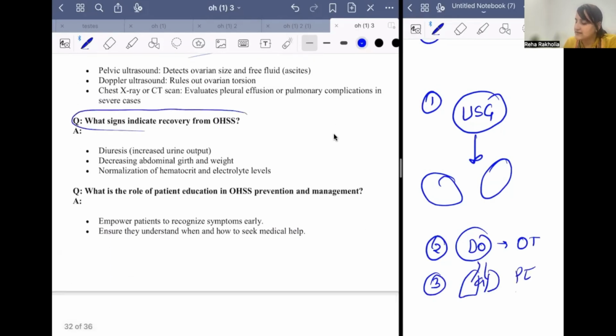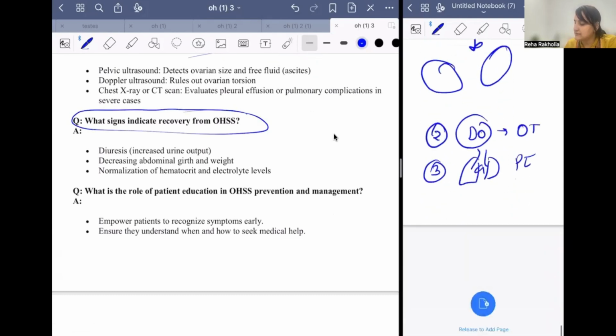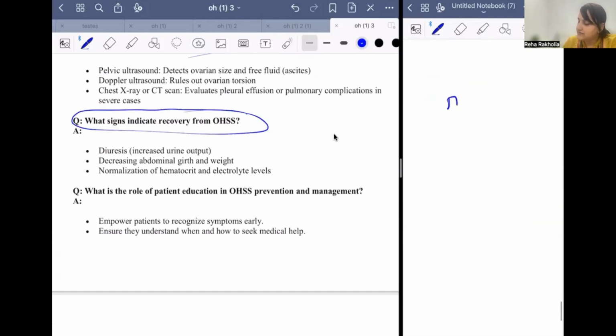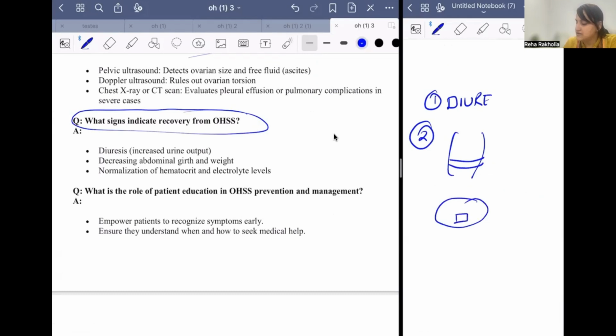What signs indicate recovery from OHSS? Diuresis. I have already talked about this. Diuresis means increased urine output. Second is decreased abdominal girth. Abdominal girth has decreased and weight has decreased. Weighing machine, abdominal girth and weight have decreased. Third is normalization of hematocrit and electrolyte levels.